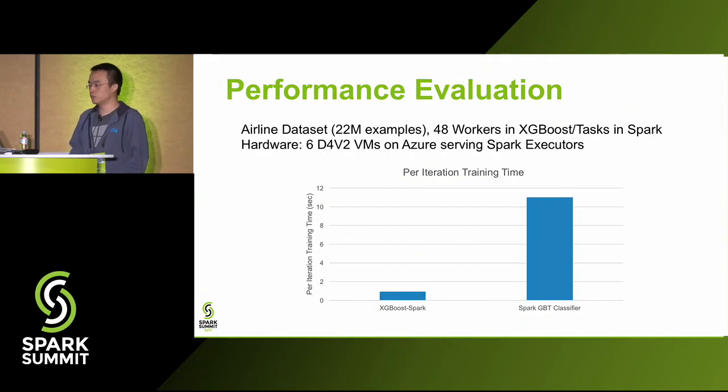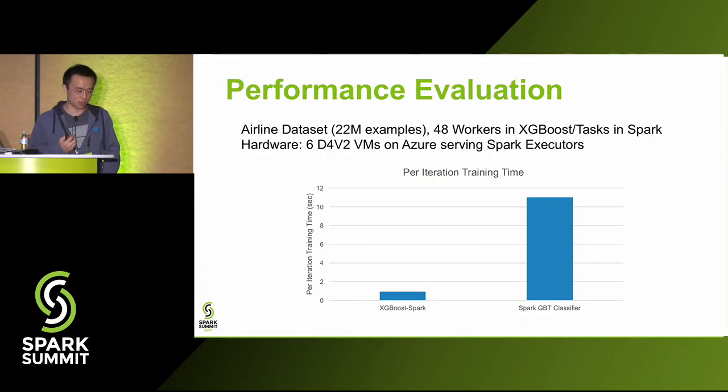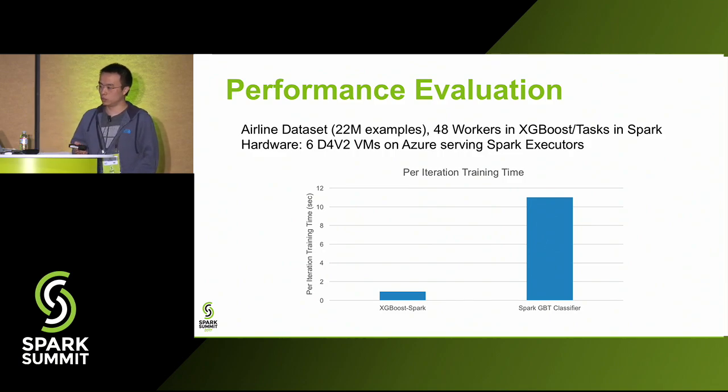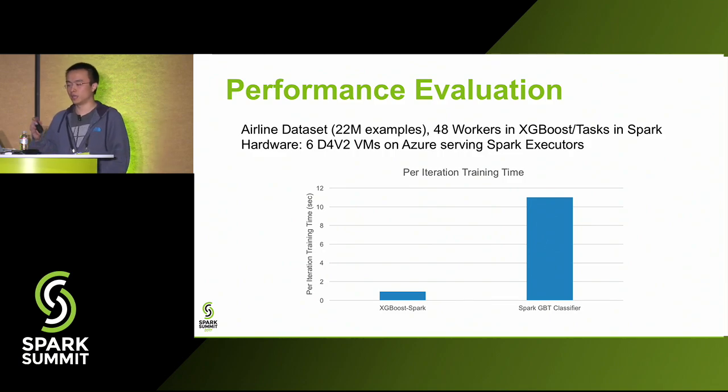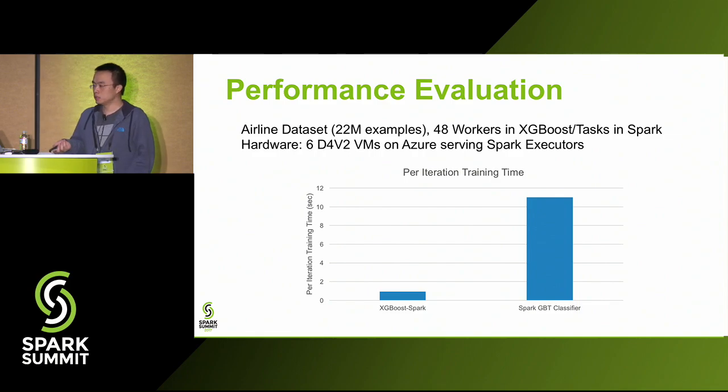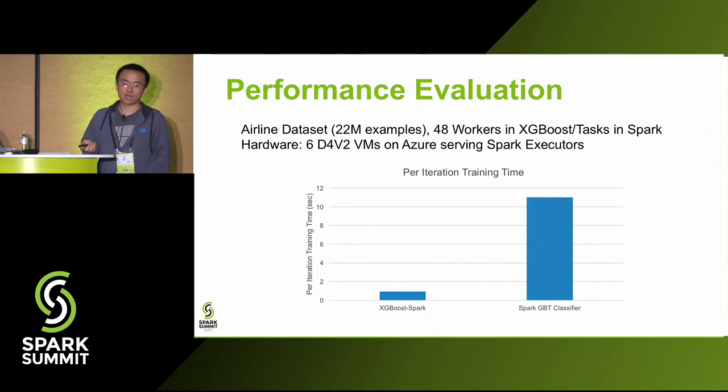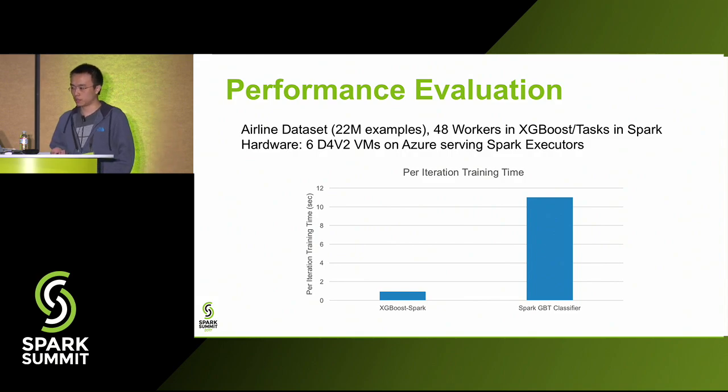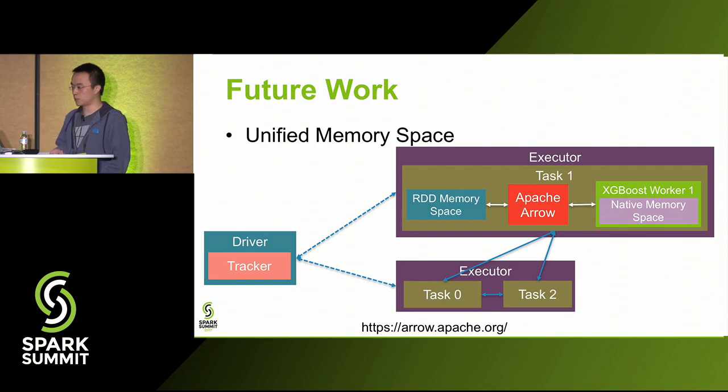And we evaluate the performance of XGBoost against the Spark GBT classifier. We use an airline data set. We combine several years together, and we run it on Azure. Then we can see XGBoost is 10 times faster than the Spark GBT classifier. We're also improving the efficiency of XGBoost Spark.